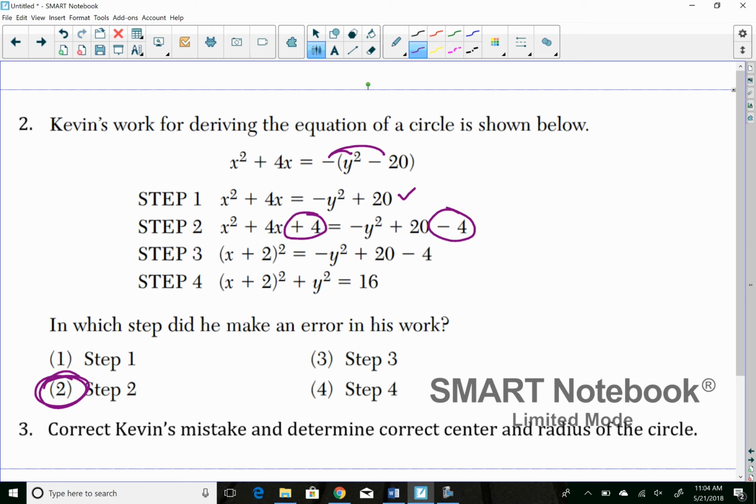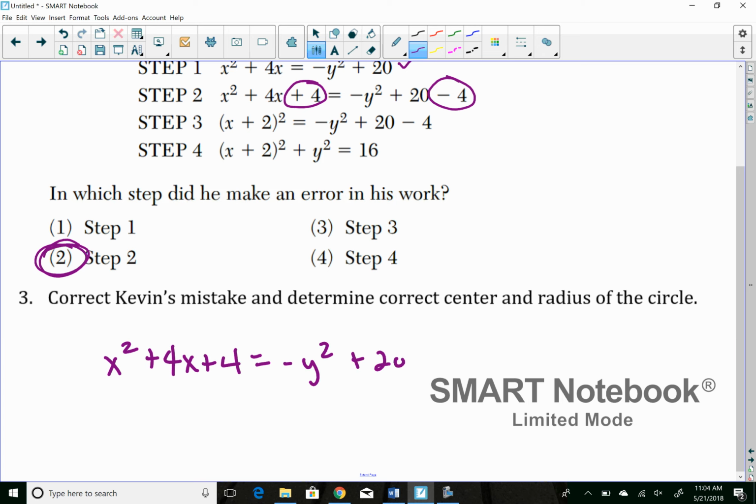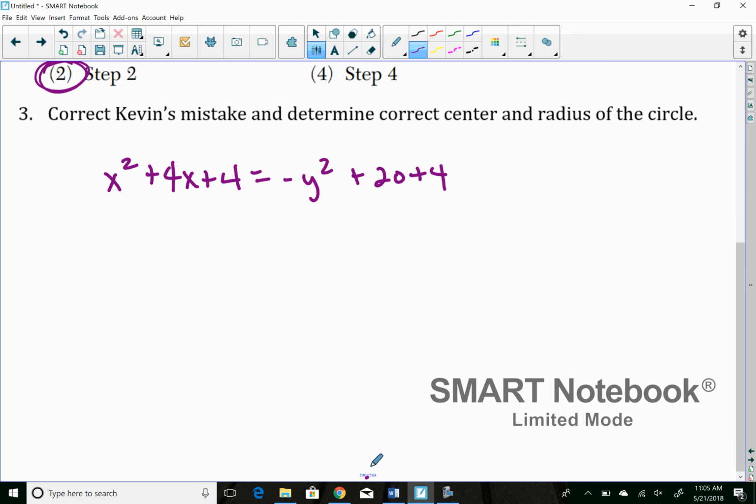All right, so since step 2 is where his mistake is, let's correct his mistake. So if we look at Kevin's step 2, if I just rewrite x squared plus 4x plus 4 equals -y squared plus 20 plus 4, I can then go from there. So I can multiply this out or factor this out. It becomes x plus 2 squared because that's what they did above. I can move the y squared to the other side and be equal to 24.